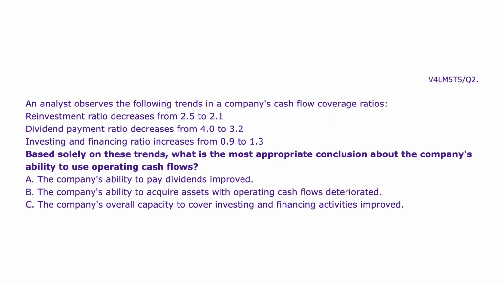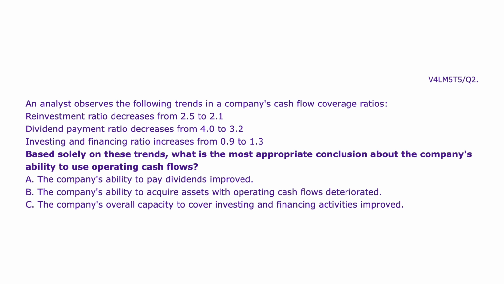An analyst observes the following trends in a company's cash flow coverage ratios. Reinvestment ratio decreases from 2.5 to 2.1. Dividend payment ratio decreases from 4.0 to 3.2. Investing and financing ratio increases from 0.9 to 1.3.